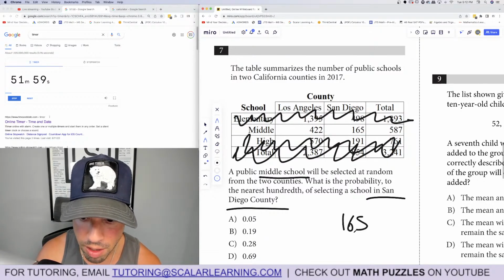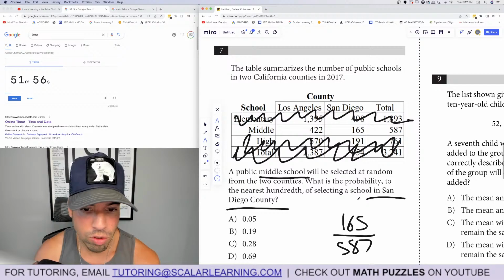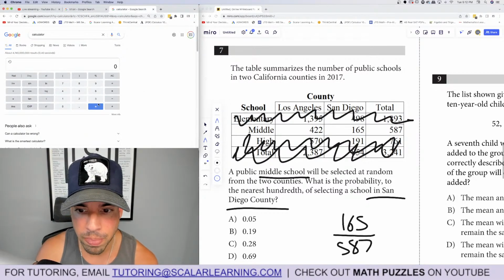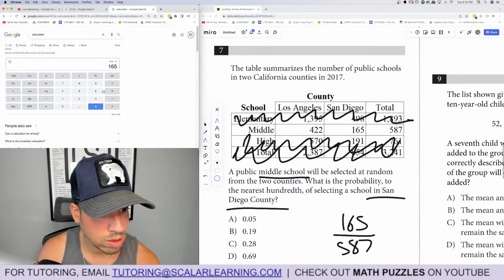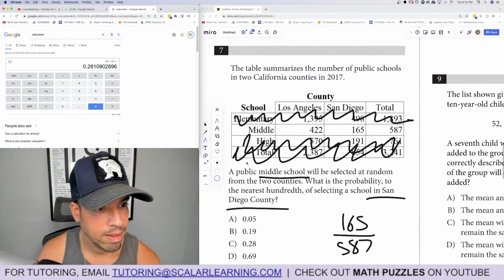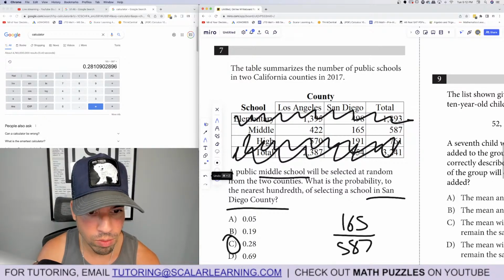So it's 165 out of 587, because they're already saying we don't care about the other two, right? So let's calculate that. 165 out of 587 is 0.281, 0.28 rounded. Boom, done.